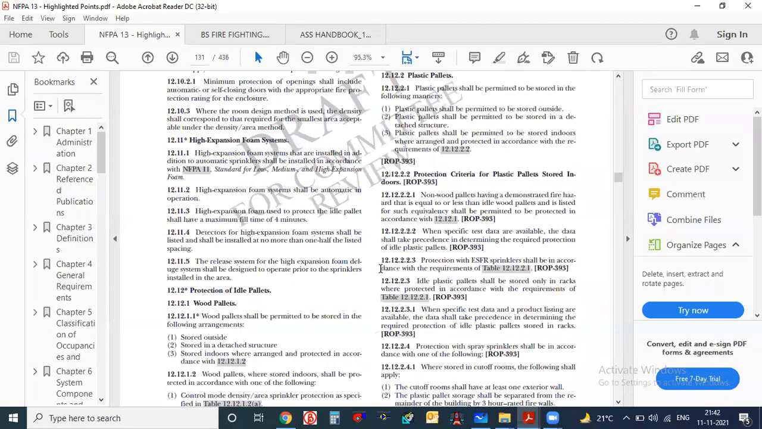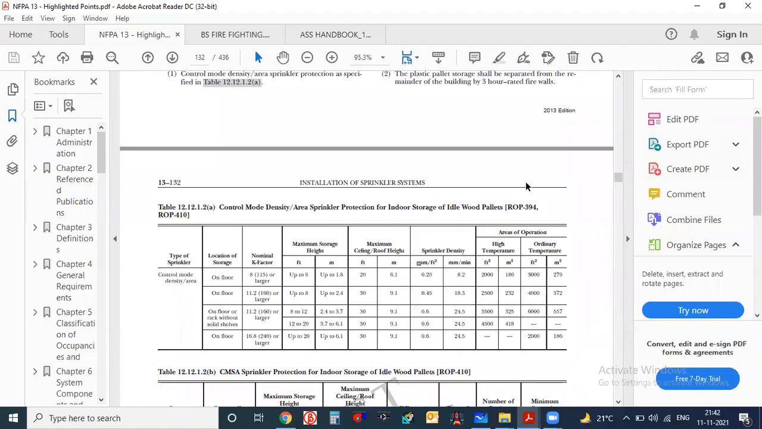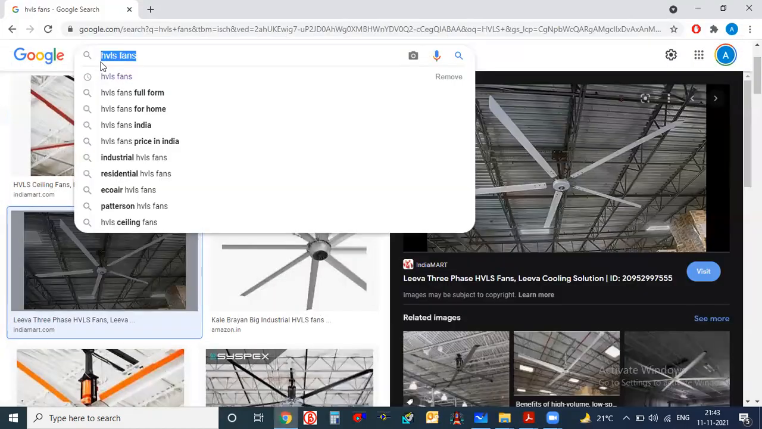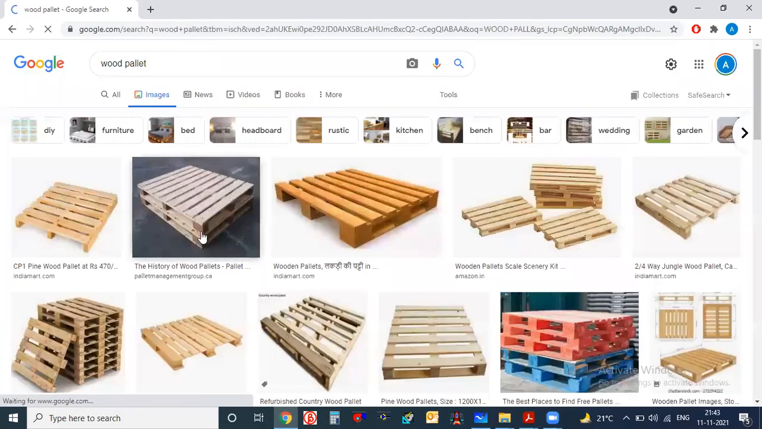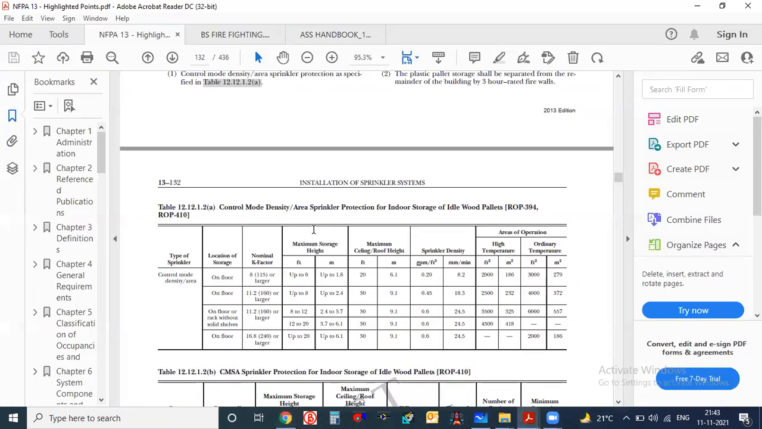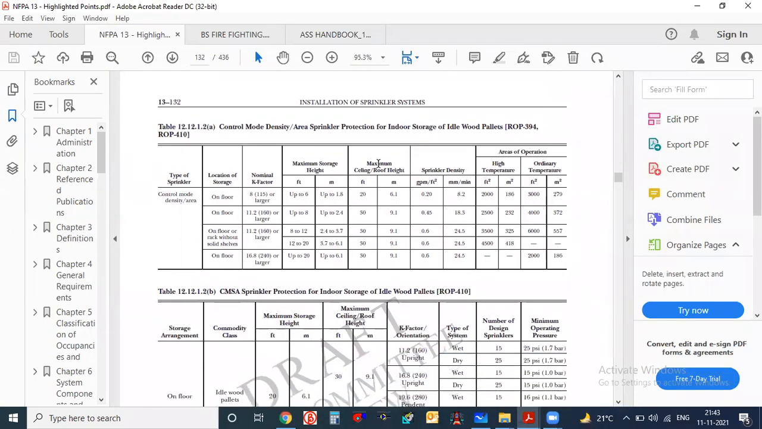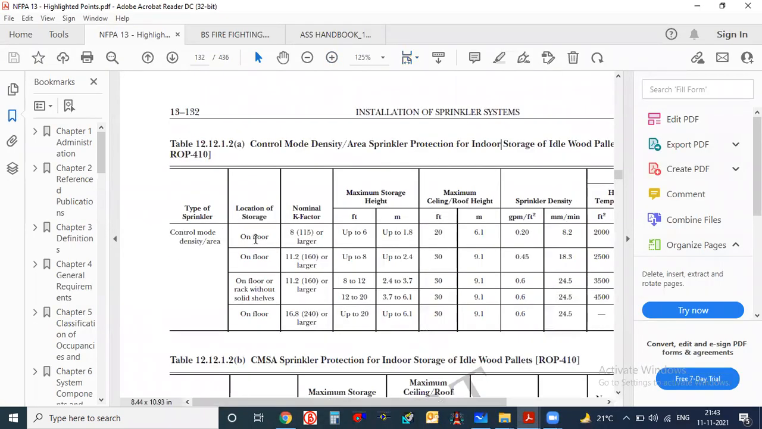And if you go a little bit further, it will talk about each and every sprinkler; this kind of table you will find everywhere. First, it is talking about the CMDA sprinkler for the protection of idle wood pallets. Now, what are wood pallets? Let us try to see this. What does it mean? How does it look? Now, this is a wood pallet. So just understand, if you are designing anything like this, a wood pallet industry, this is the table we have to follow. And here they have given clearly each and everything.